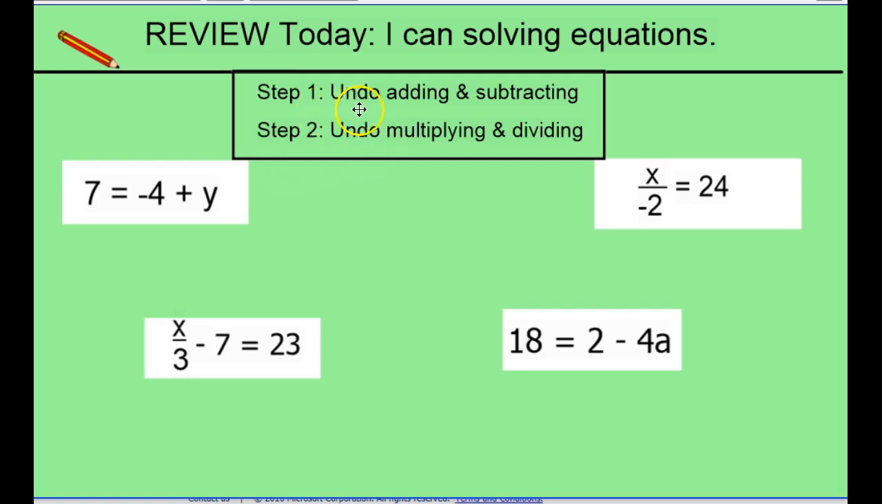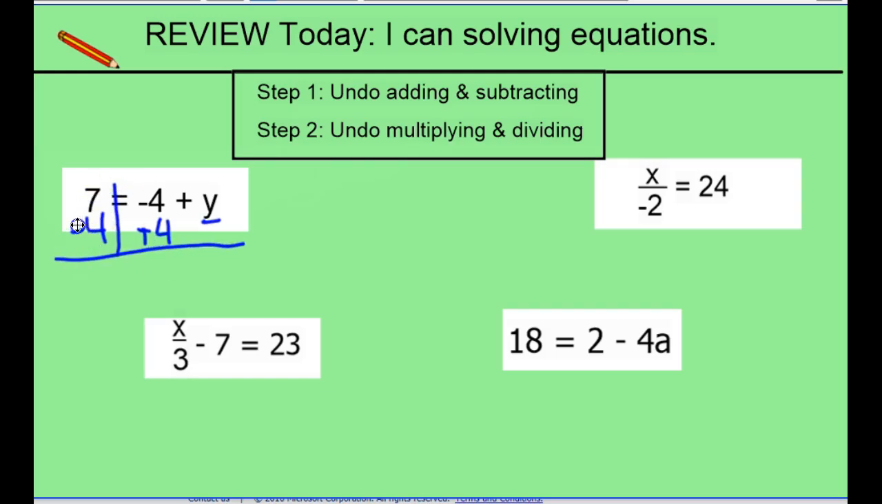It says step 1, undo adding and subtracting. Well, we have a subtracting 4, a negative 4. We're going to undo that to get y by itself. So we're always trying to get the variable by itself. So we're going to add 4 to both sides.